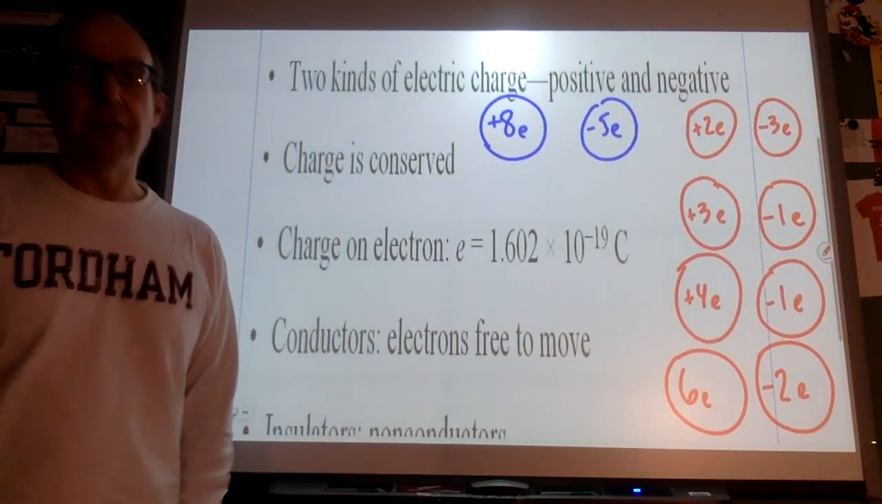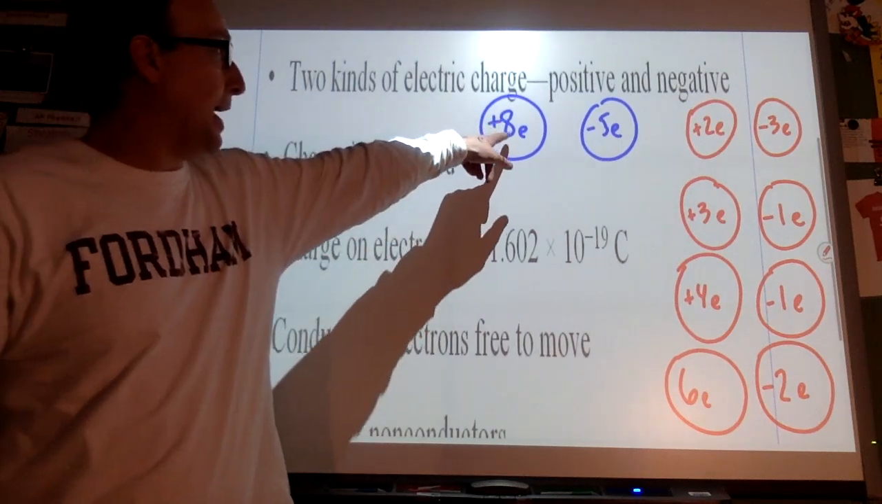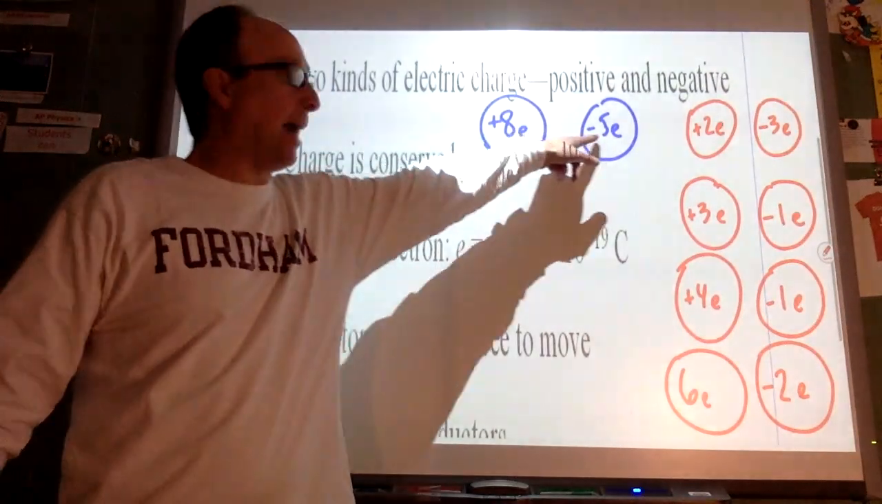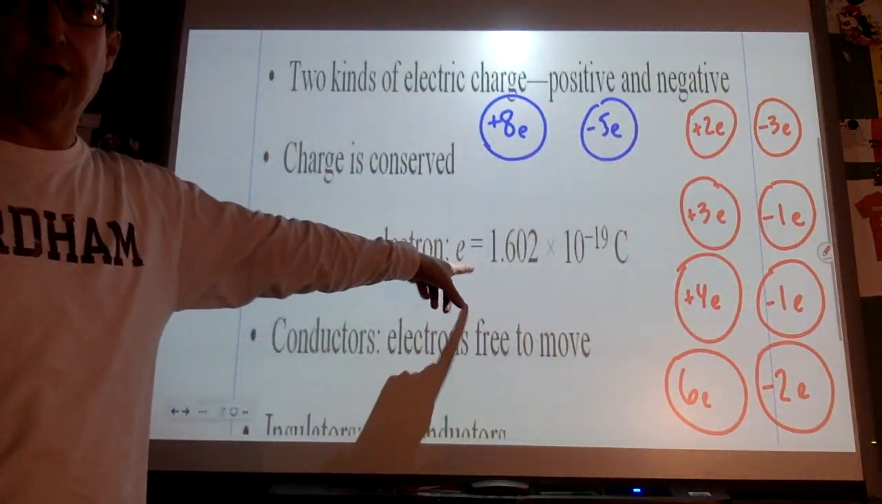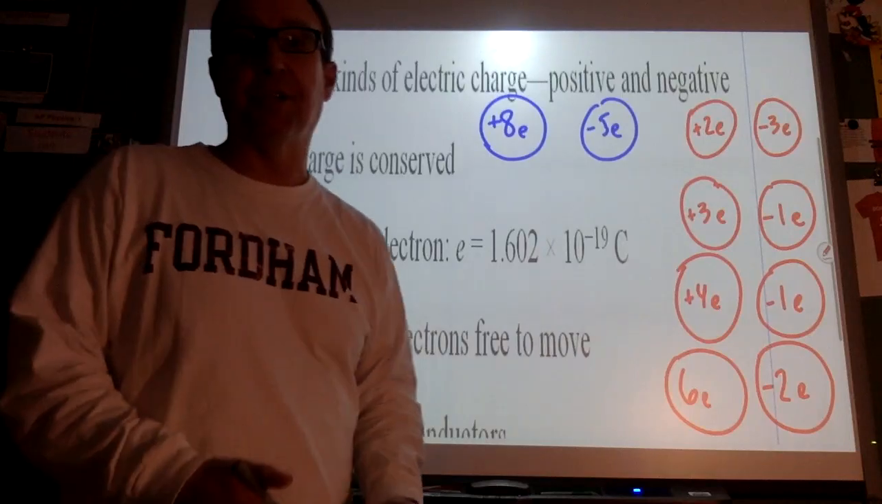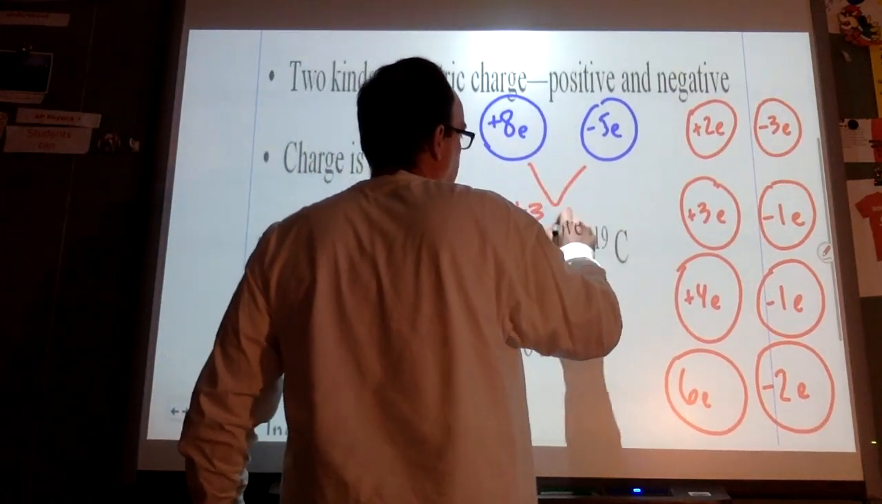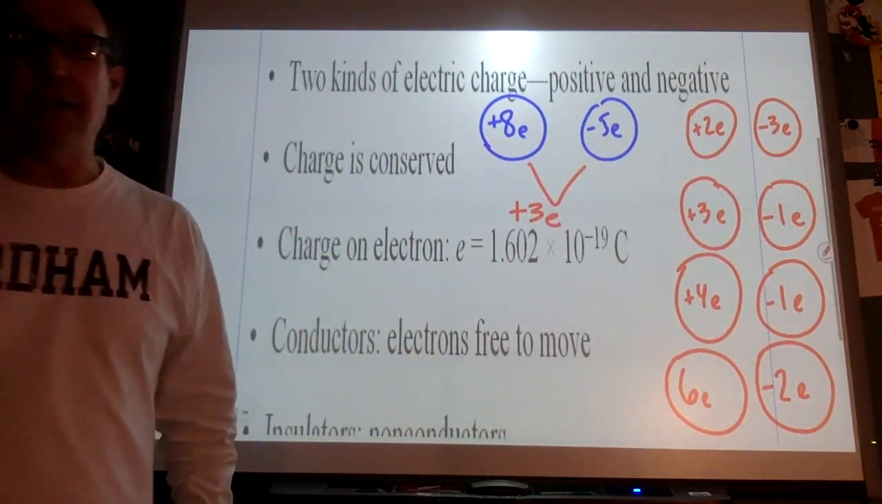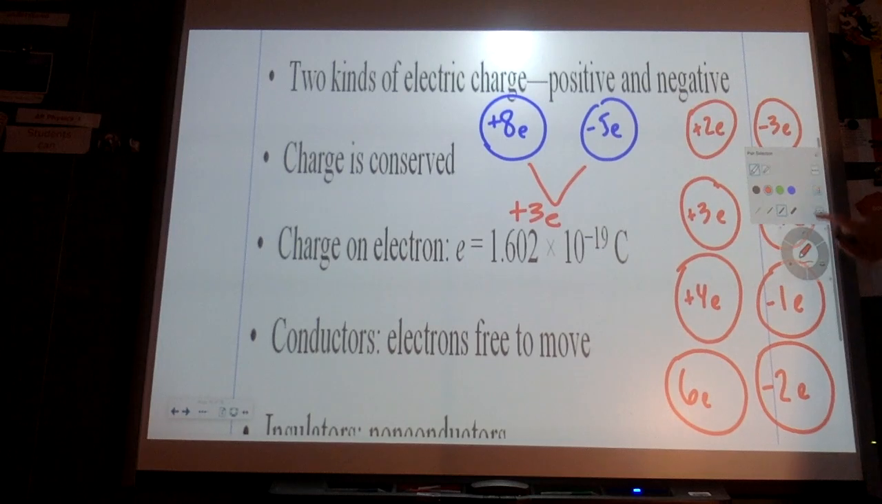So the total amount you have can't change. It can be in different places. So in this case, I have plus 8e and minus 5e. e is our elementary charge. All charge is made up of combinations of e. So right here, I know that I have plus 3e. That's the net charge I have. I can't have more or less. It can be in different places.